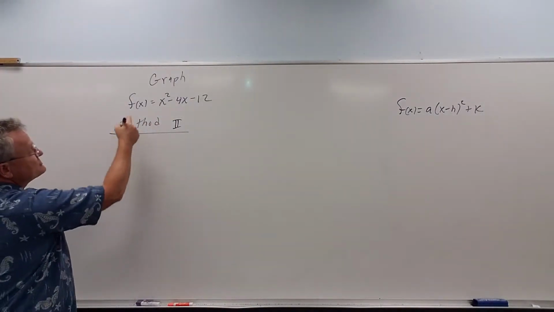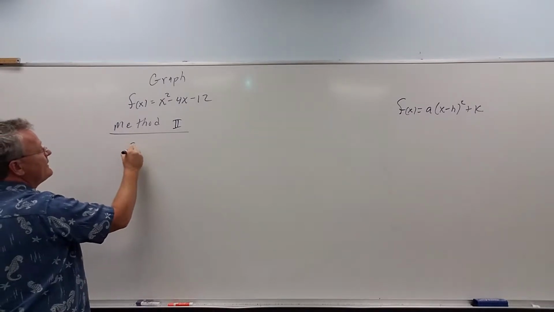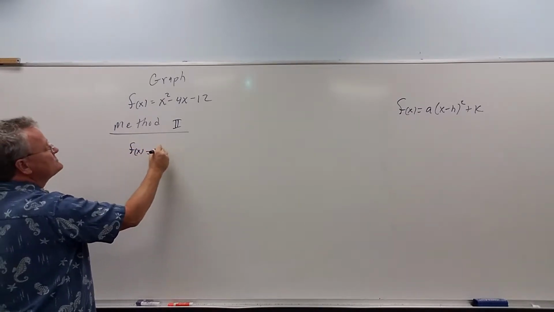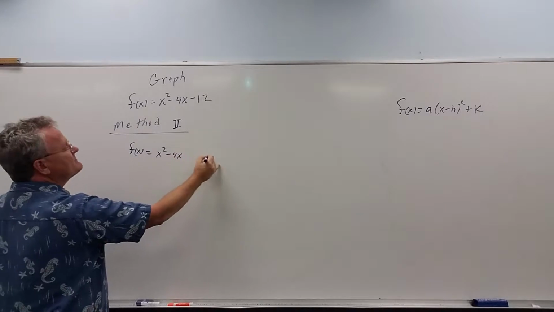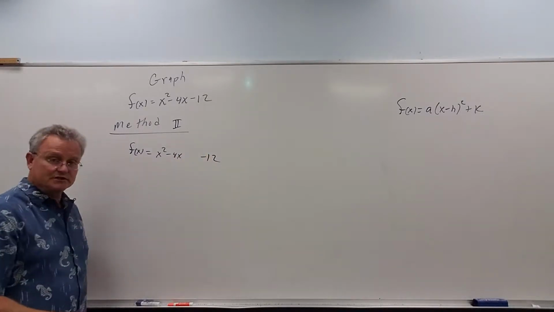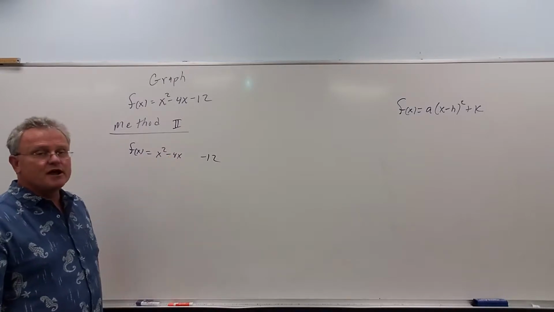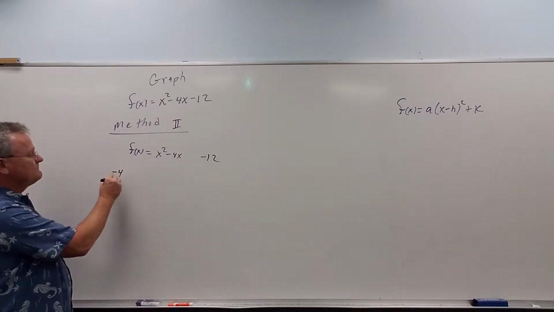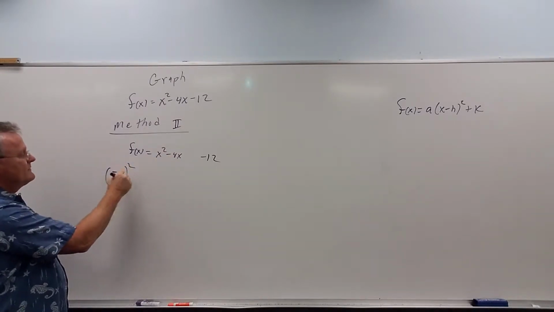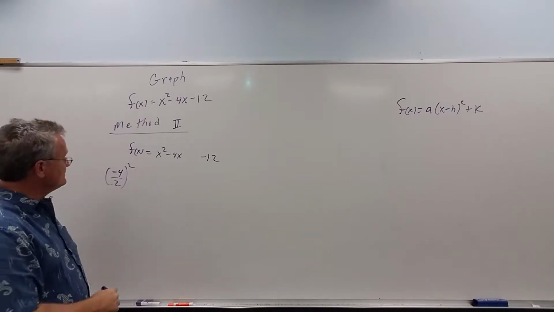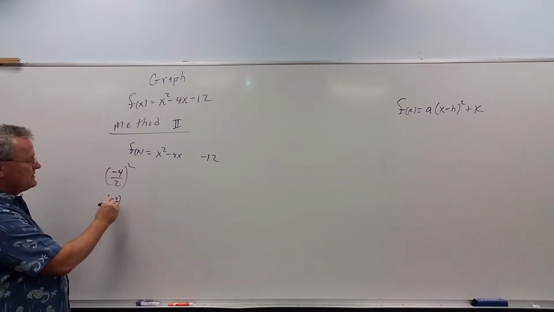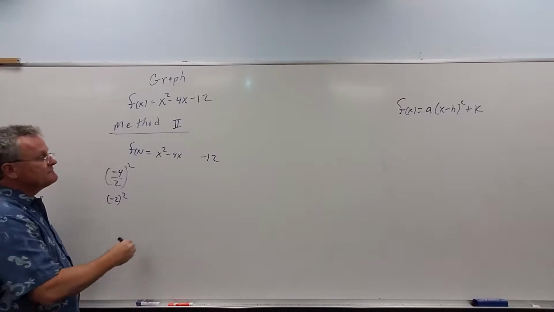So we complete the square on this. f of x equals x squared minus 4x. Let me just leave a little space to complete the square. Now to complete the square, we take half of the number in front of x and square it. Half of negative 4 is negative 2, and negative 2 squared is positive 4.